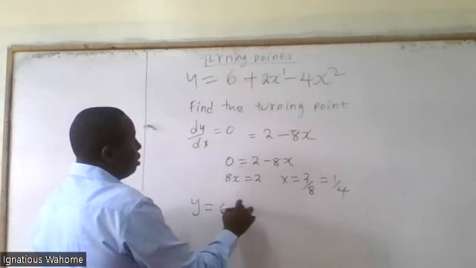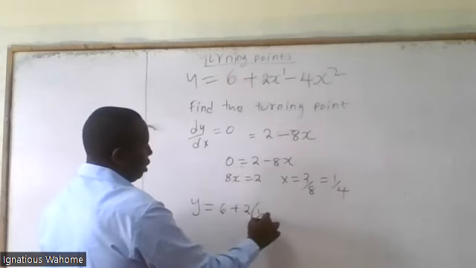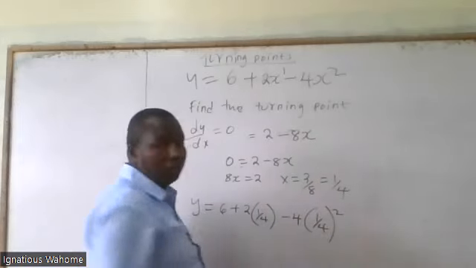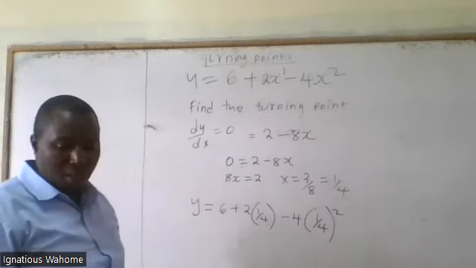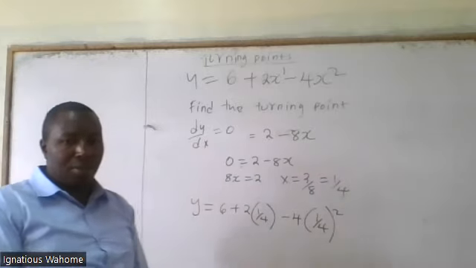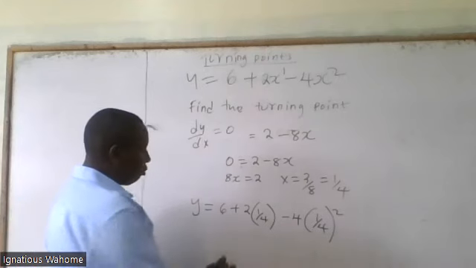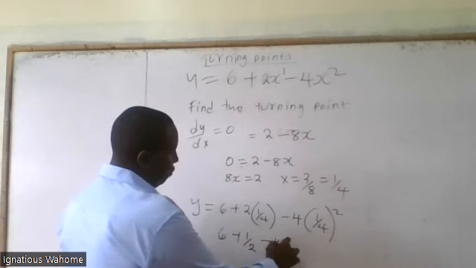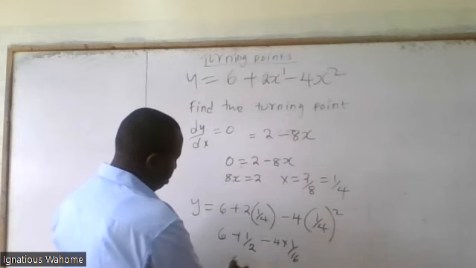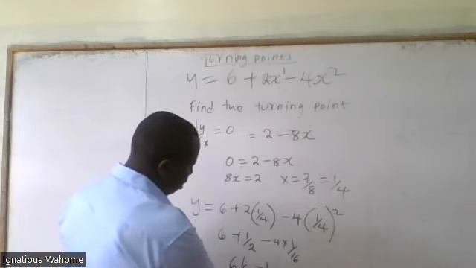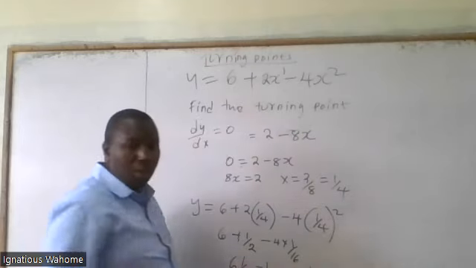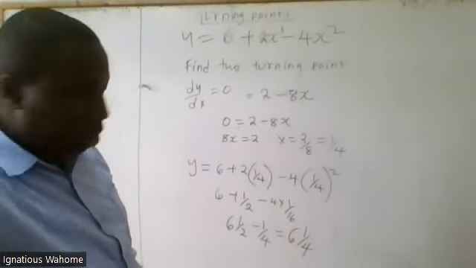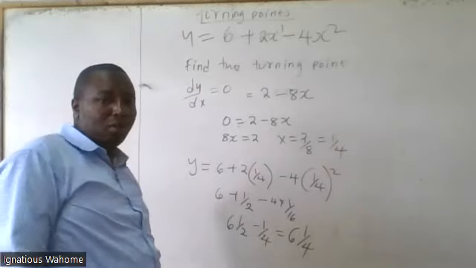To find y, substitute: 6 plus 2 times a quarter, minus 4 times a quarter squared. That is minus 4 times 1 over 16. So 6.5 minus a quarter gives 6 and a quarter. So that's the value of y.